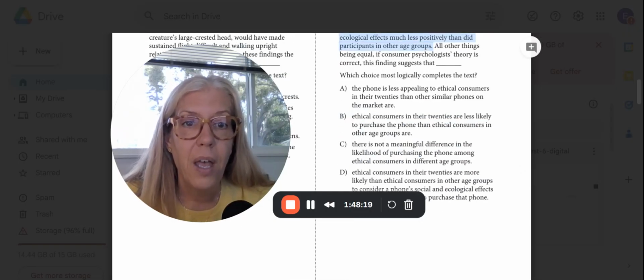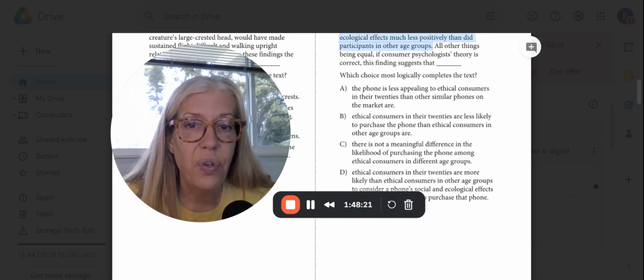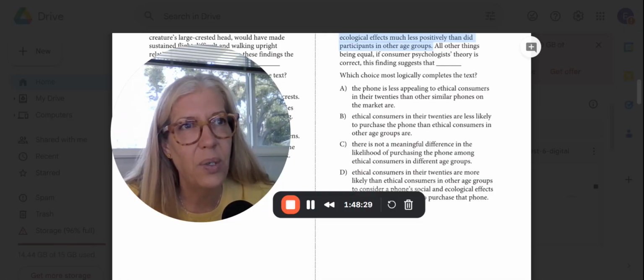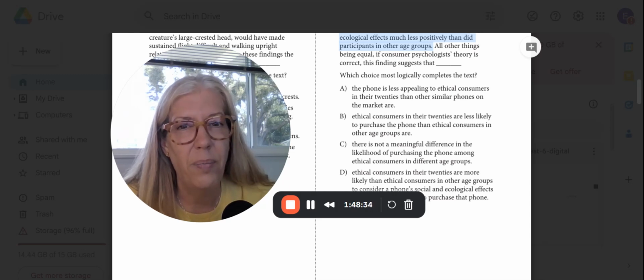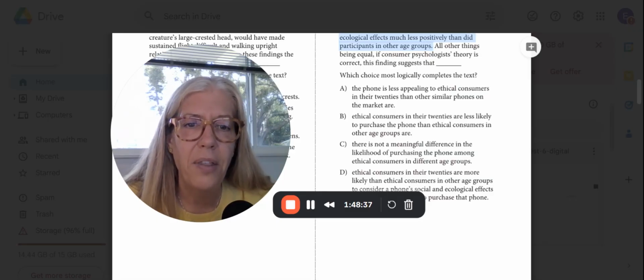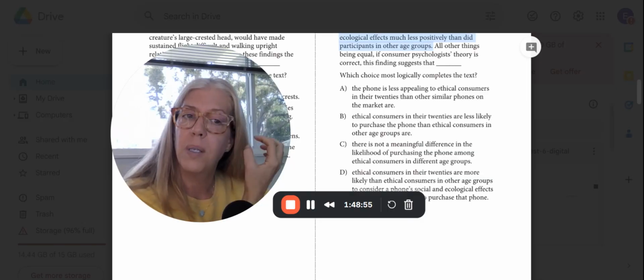Okay, A, the phone is less appealing to ethical consumers in their 20s than other similar phones in the market are. The phone is less appealing? I don't think that's what it was. I think the people in their 20s rated it less. I don't like that one, but I don't like that one. B, ethical consumers in their 20s are less likely to purchase the phone than ethical consumers in other age groups are. Yeah, let's keep that one. C, there's not a meaningful difference in the likelihood of purchasing the phone among ethical consumers in different age groups. No, that's wrong. There was a big difference.